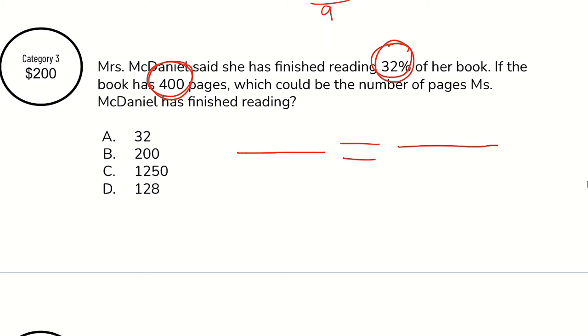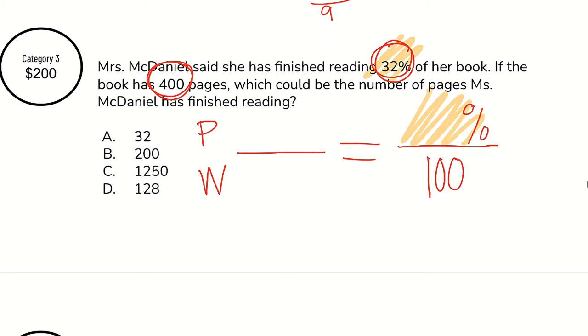Okay, so again, it's always part over whole equals percent over 100. So obviously my percent is 32%. That's going to go over here. Then I've got to figure out, this is the hard part, is 400 pages my part or my whole? Well, it says if the book has 400 pages, that's the whole book. That's got to be at the bottom. I've got to figure out the part that Miss McDaniel has already read.